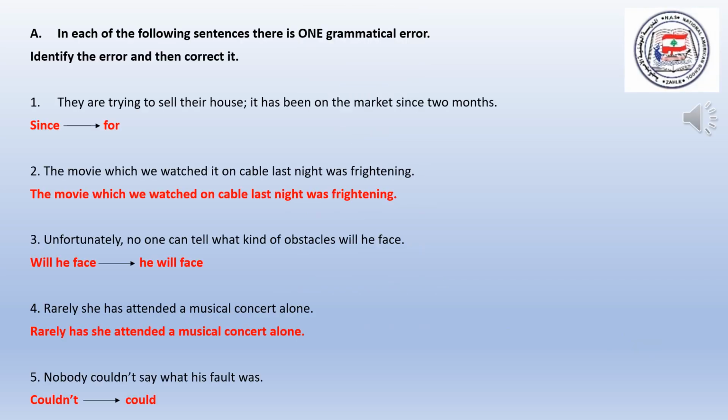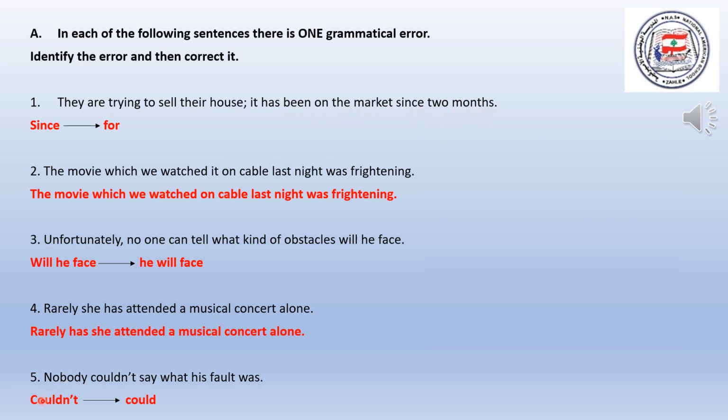Exercise A. In each of the following sentences, there is one grammatical error. Identify the error and then correct it. We will go over the 5 sample sentences, but I will stop at each sentence, not only to identify the error, but also to identify the reason behind it. For example, sentence number 1, they are trying to sell their house. It has been on the market since 2 months.